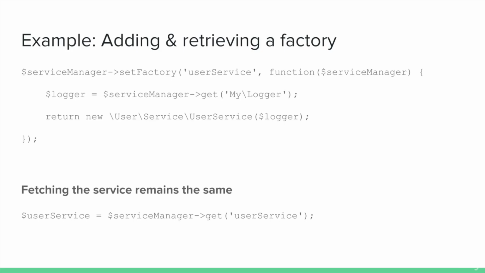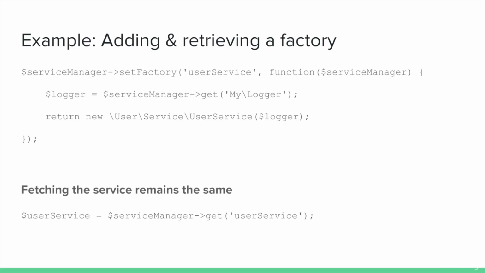As you might have noticed, this function takes one parameter, the service manager. This parameter is always passed to any callable, and this gives us access to the service manager so that we can use it to retrieve other dependencies that we need to inject into the object that we are fetching. So in this case, we're using the service manager to get our logger instance, and this logger instance is then used when we instantiate our user service. So as you see, this is actually an example of dependency injection, and this is something that you will see a lot in Zend Framework 2.